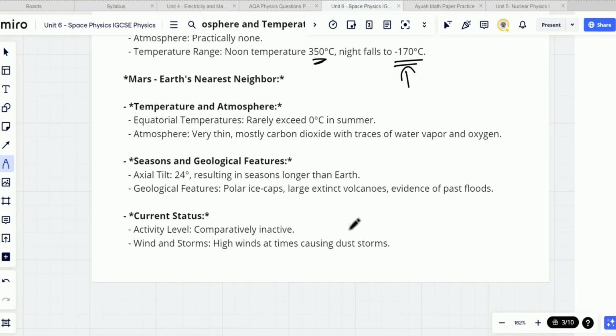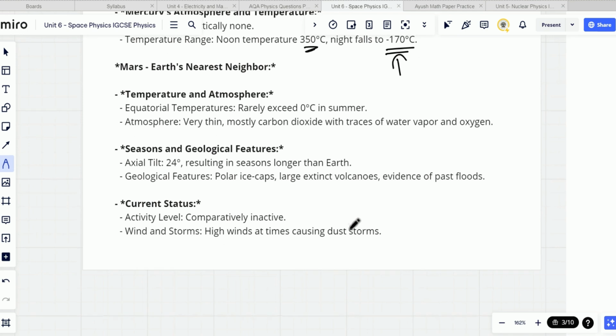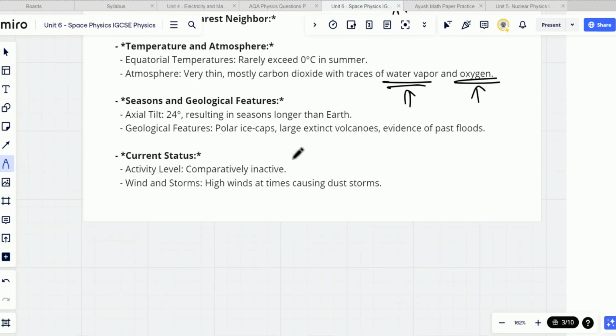Okay, then what do we have? Mars, Earth's nearest neighbor. It has an equatorial temperature that rarely exceeds 0 degrees in summer. So it's not too hot during summer. This is what they're trying to tell us. What about the atmosphere on Mars? The atmosphere is very thin, mostly carbon dioxide with traces of water vapor and oxygen. This is why all the scientists are in a rush to run more tests to see whether Mars is habitable for humans or not.